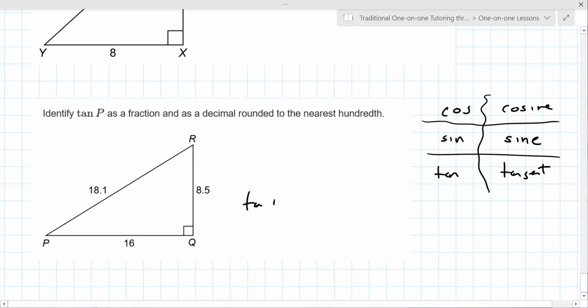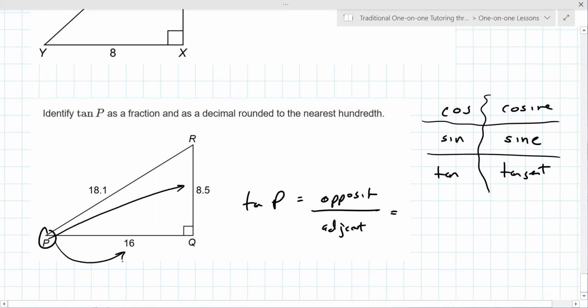So tangent of P, you have to identify P again. It is opposite over adjacent. So what's opposite to P and what's adjacent to P? Opposite of P would be 8.5, but the adjacent of P would be 16. Very good.